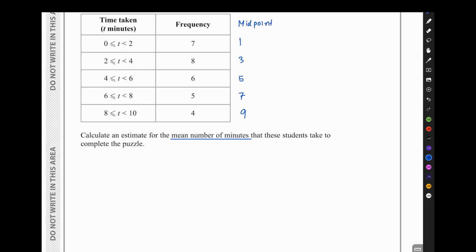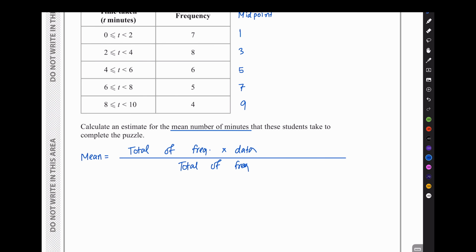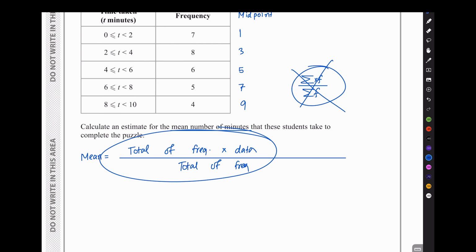So the mean is basically the total of frequency multiplied by data, divided by the total of frequency. That's basically how I remember it. There are formal symbols which look very complicated. The actual format is the sum of xf divided by the sum of f, and I personally do not prefer this one because it looks very complicated. That's why I just remember it like this.